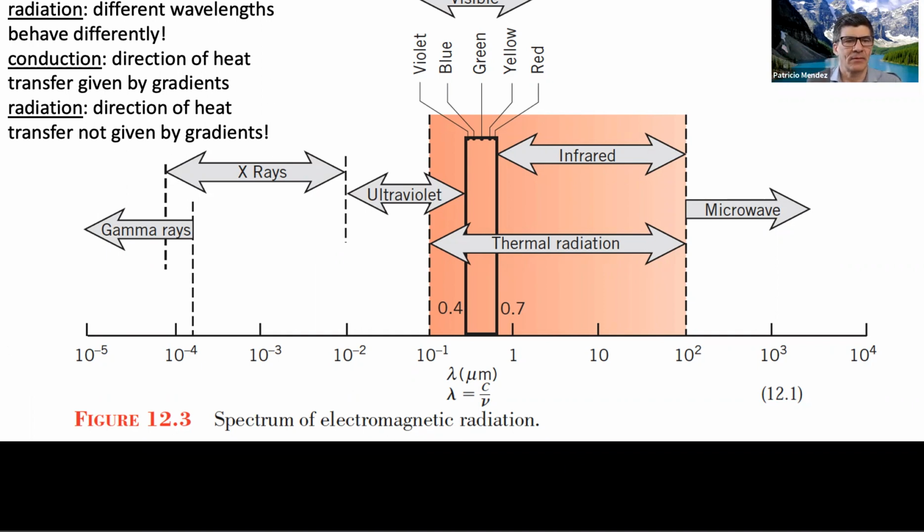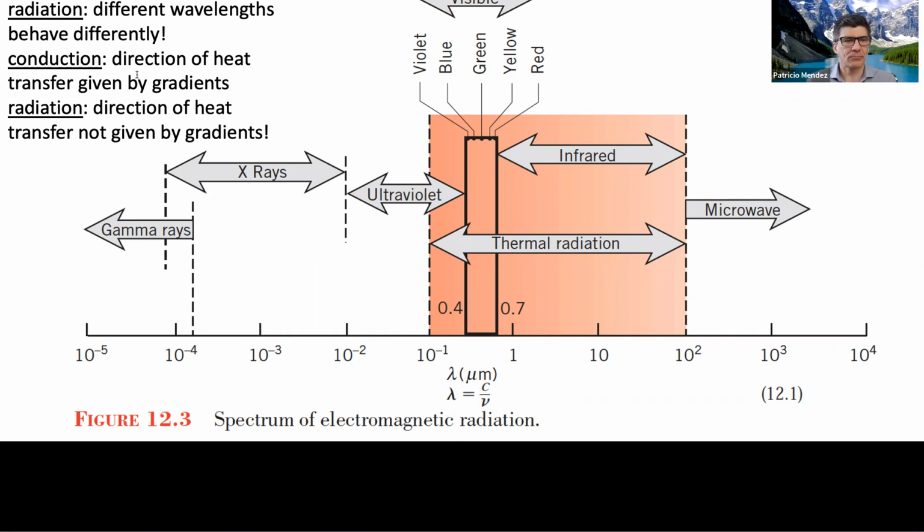Look at this. In conduction, the direction of heat transfer is given by gradients, right? But in radiation, the heat transfer goes from a surface to the other. You don't need gradients. Actually, the gradients in a transparent medium such as air mean nothing to radiation, and the gradients inside of an opaque body means no radiation.